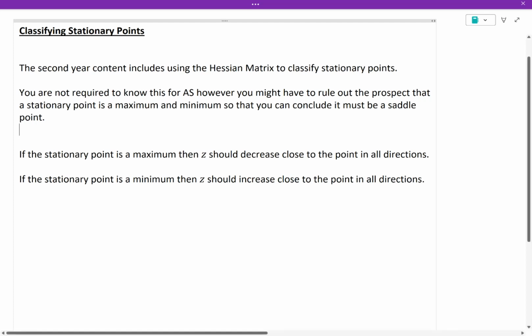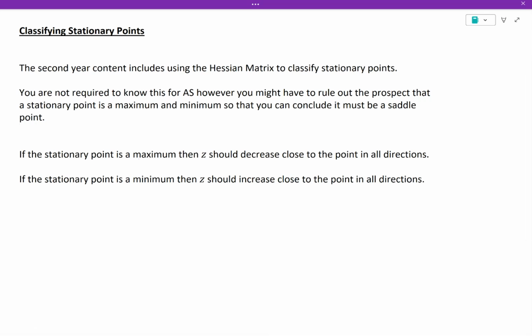In order to do this, we're going to refer to some of our definitions of our stationary points. So if it's a maximum point, then what must happen is Z should decrease close to the point in all directions. So if we can find one direction where Z increases and the other direction where Z decreases, we can be sure it's not a maximum. Okay, and similar for minimum, Z should increase in all directions close to the point.